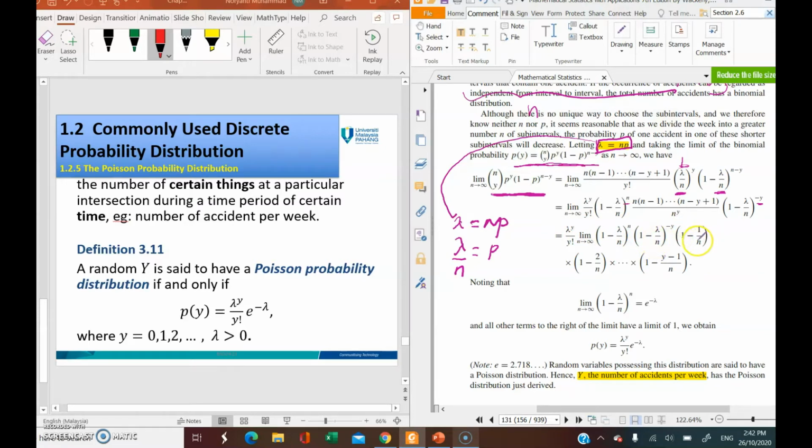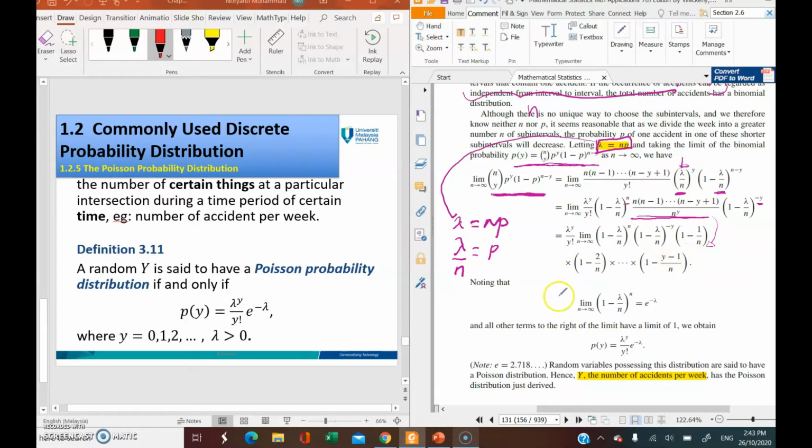So if you look at this one, here they break it into 1 minus 1 over n. Okay, and then you also have 1 minus 2 over n, and so on until 1 minus (y minus 1) over n. Okay, so this is how you break it. This one you must look at carefully. This is the factorization.